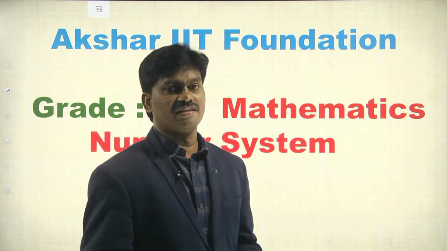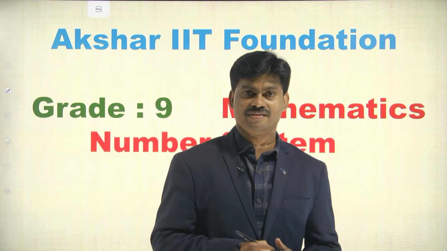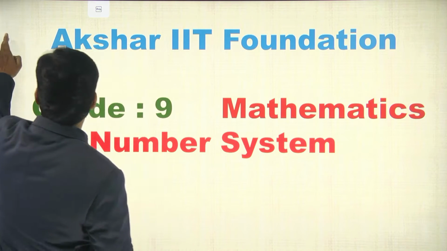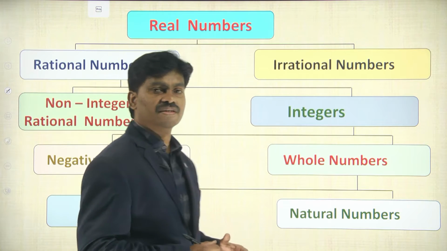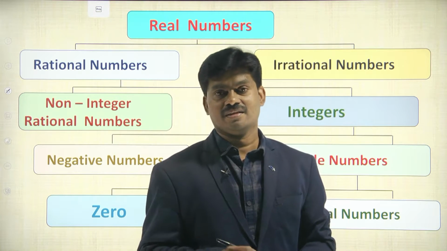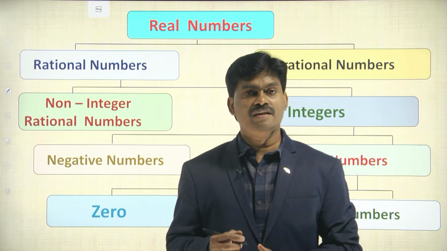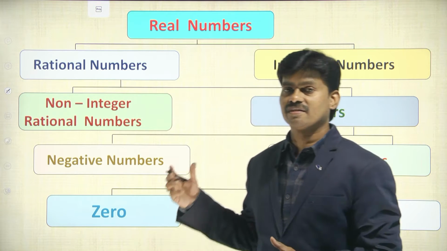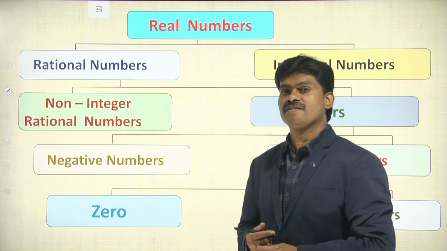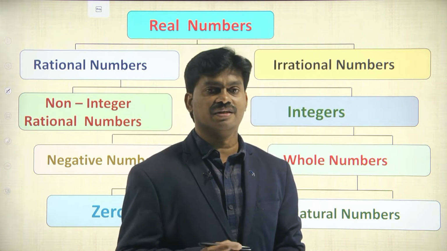So in this session, let us discuss a topic from number system, types of numbers. Let's see. So real numbers. Real numbers are the numbers which can be represented on the number line, and real numbers are further classified into rational numbers and irrational numbers. Rational numbers are nothing but numbers which can be expressed in the form of p by q, where p, q are integers and q not equal to 0.